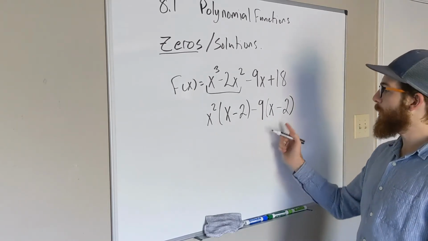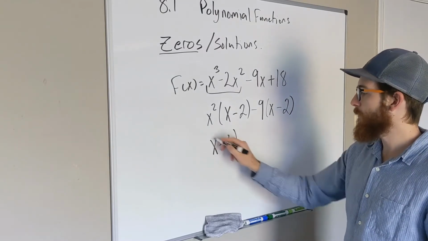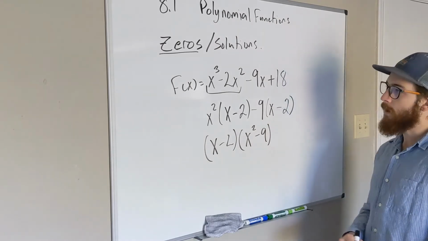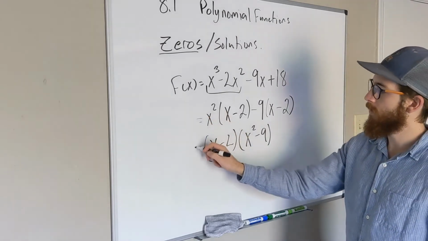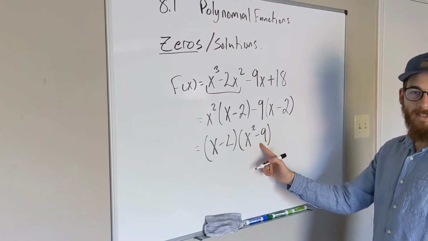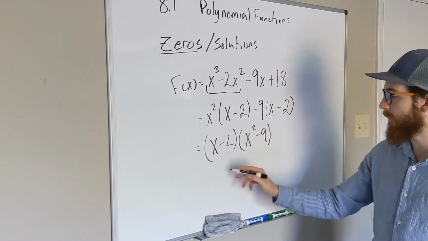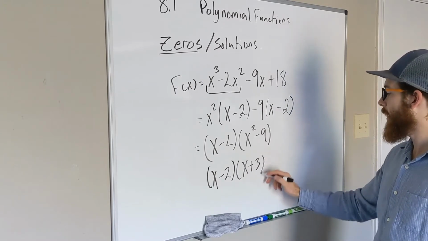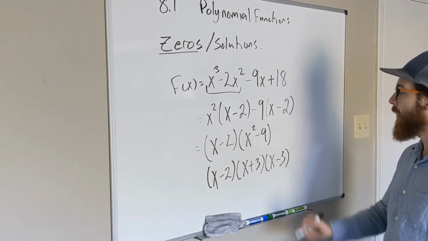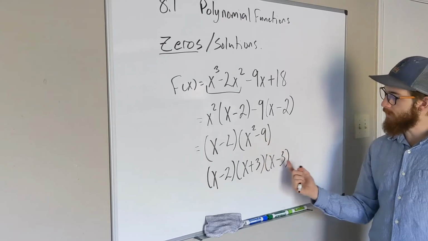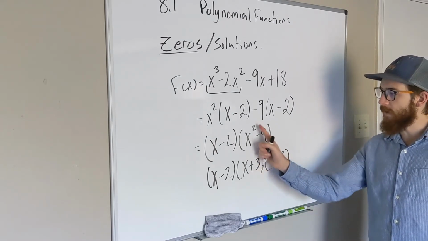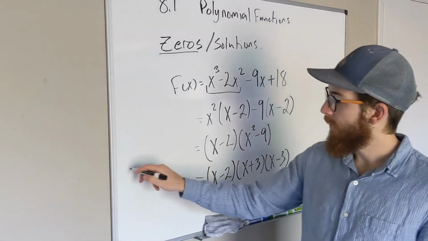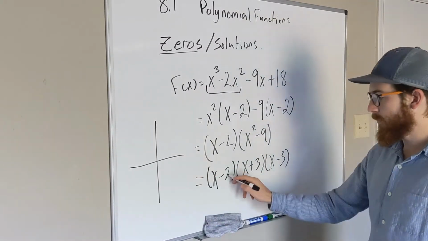So now we have 2 pieces: x minus 2, x squared minus 9. But we also know that x squared minus 9 is the difference of squares. So that's x minus 2, x plus 3, x minus 3. Remember, the square root of this goes in both, and then it becomes positive, negative when we have difference of squares.